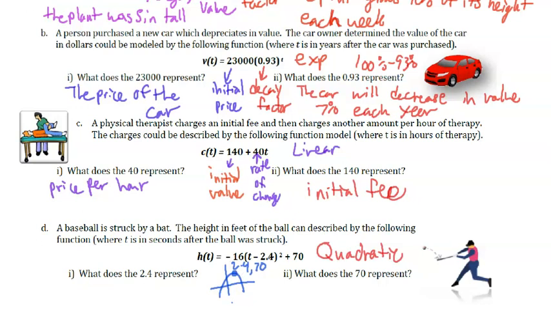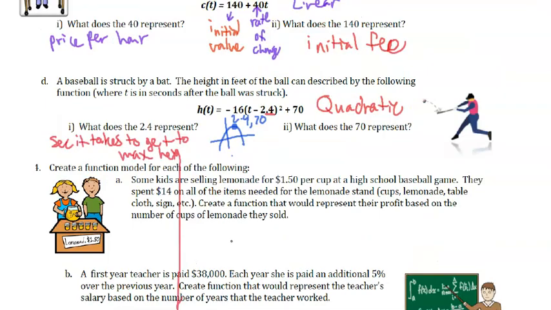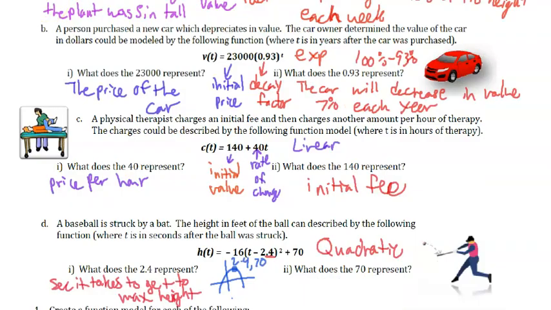Now, what does the 2.4 represent? That's how many seconds it takes to be at the maximum height. And then the 70 represents the maximum height.